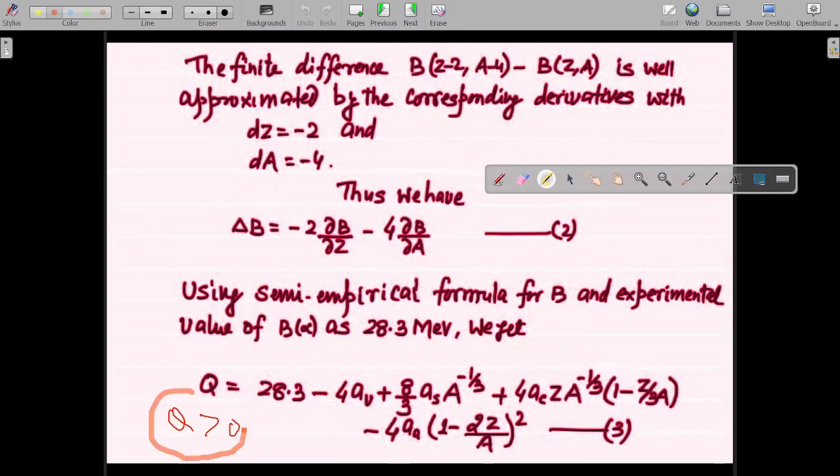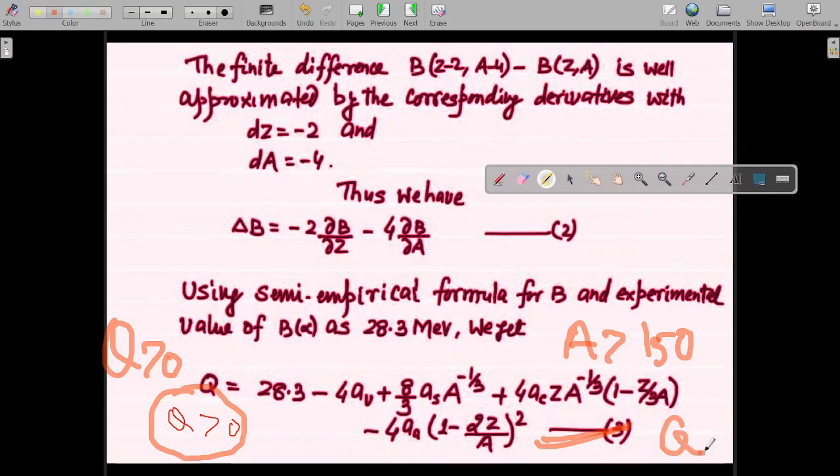We will obtain Q greater than 0 only when the value of A is greater than 150 in this expression, equation 3. Only if you put atomic mass number A greater than 150 does the value of Q come out to be greater than 0. And only then is alpha decay feasible. That is the meaning.